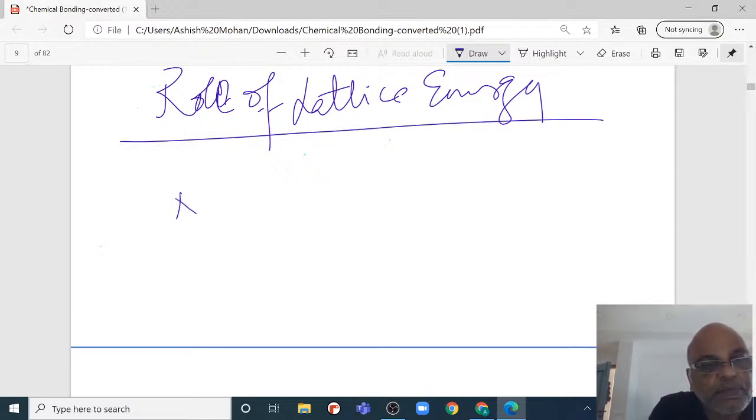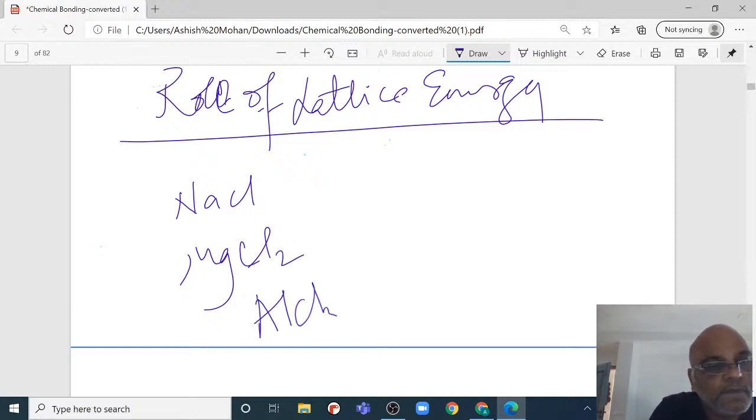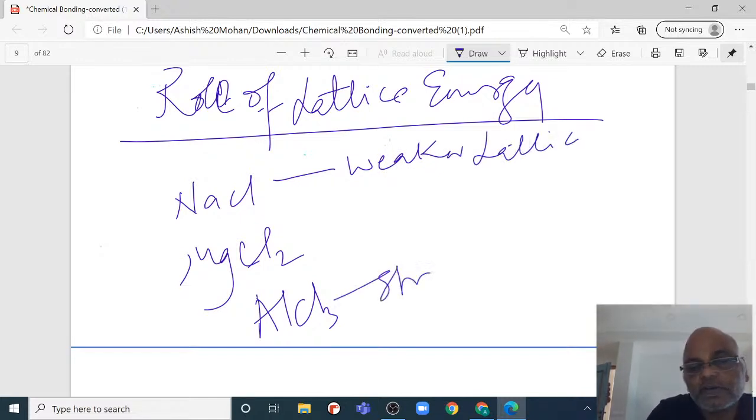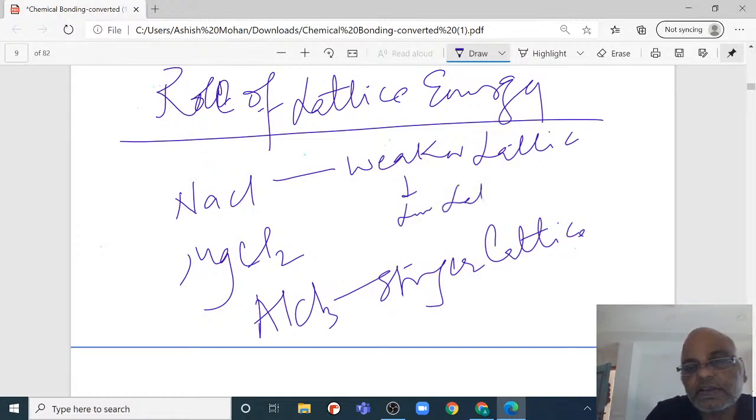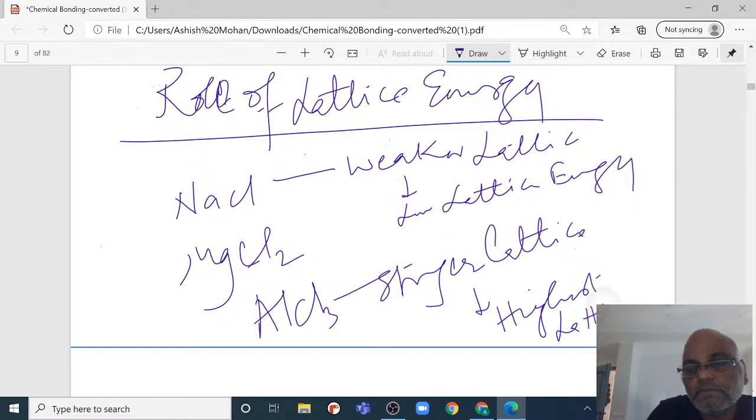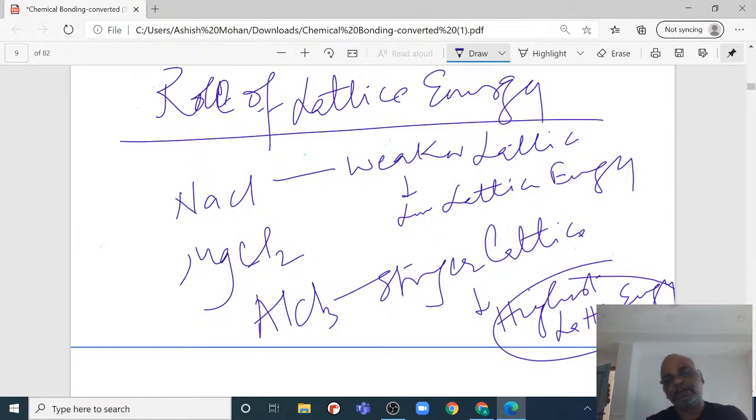See, if I take an example of NaCl, MgCl2 and AlCl3, then weaker lattice, stronger lattice, less lattice energy, highest lattice energy. So next lecture I will definitely explain it to you.